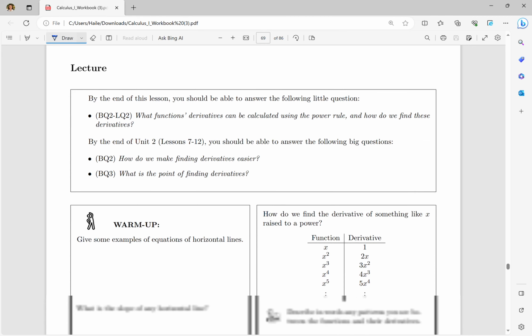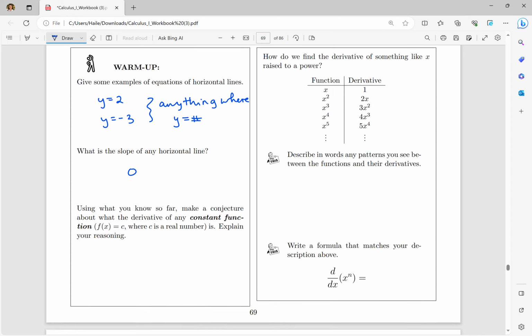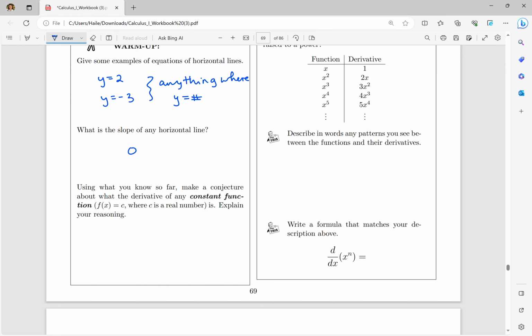So let's start by giving some examples of equations of horizontal lines. That would be something like y is equal to 2, or y is equal to -3. So basically anything where y is equal to a number. Okay? The slope of any horizontal line is 0. So using what we know so far, let's make a conjecture about what the derivative of any constant function, f of x is equal to c, is.